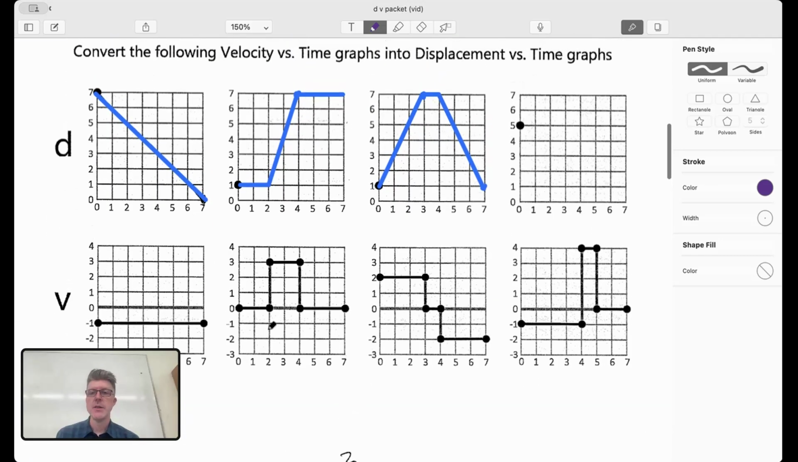Oh, we could even do that here. Check this out. Let's do it for one of these. Okay, so let's do the first second. We have 2, right? And then up in here we went 2 meters in the first second.